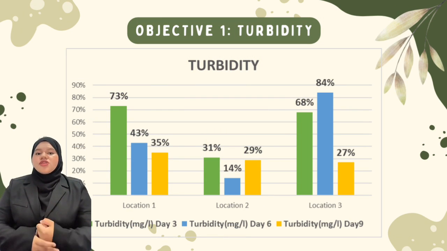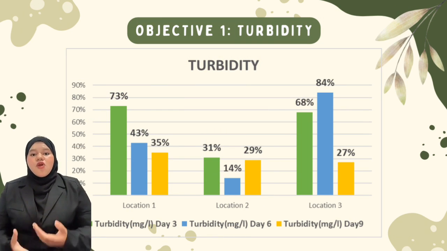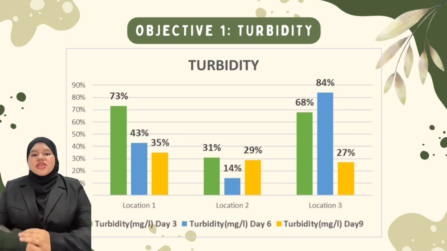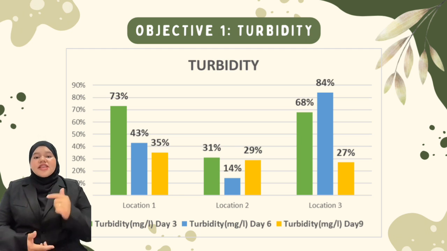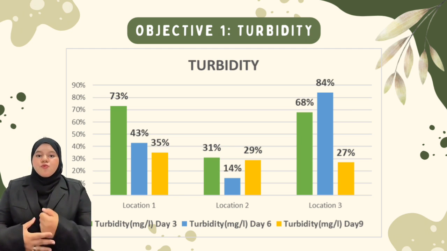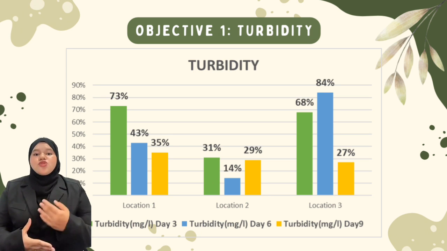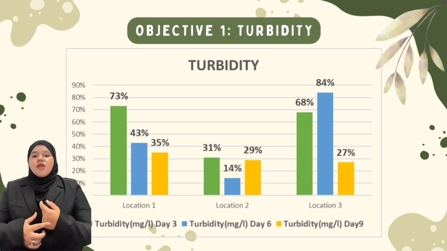For the first objective, we focus on turbidity, which measures how cloudy or clear the water is. From the graph, we can see that on day 3, turbidity increased at all 3 locations. This happened because when the EM mudballs were first added, they disturbed the sediments and released fine particles into the water, causing it to become cloudier.